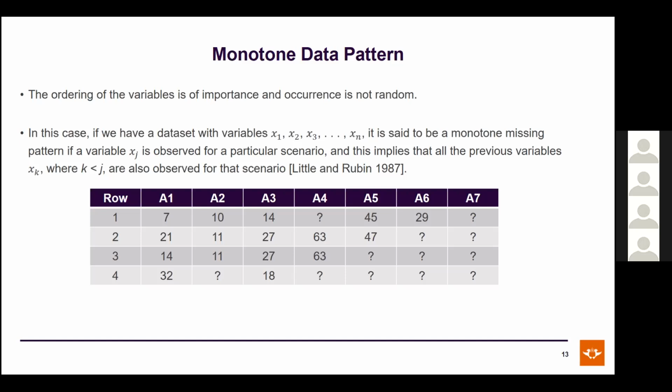I apologize, I had to make a couple of changes to this table. The monotone pattern basically speaks to, if you check on the right-hand side, A4, A5, A6, and A7, there's a sort of triangle of question marks that is formed. That speaks to the monotone missing data pattern.